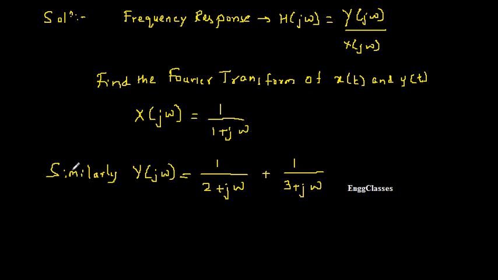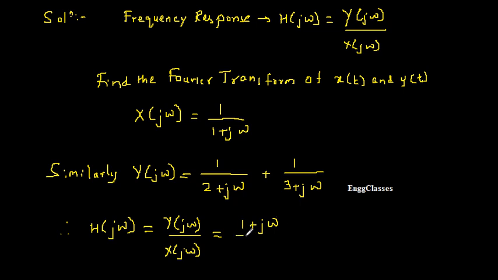So once I get that, I have Y of j omega and X of j omega. What is the next task? I can find the frequency response, therefore H of j omega. So what must be H of j omega? It is output divided by input. It is Y of j omega divided by X of j omega. So what is this equal to? This time I am going to take this divided by this, so 1 plus j omega comes to the numerator.